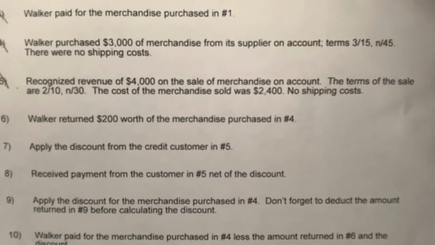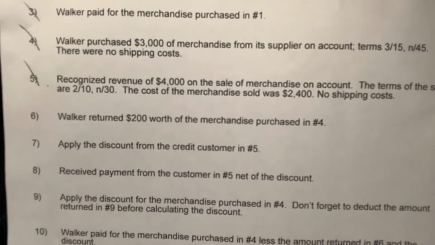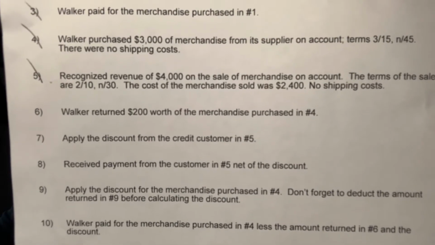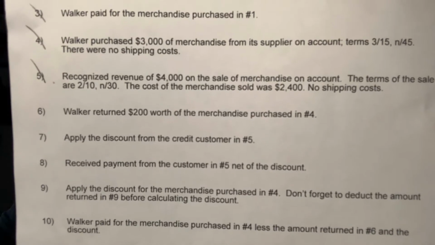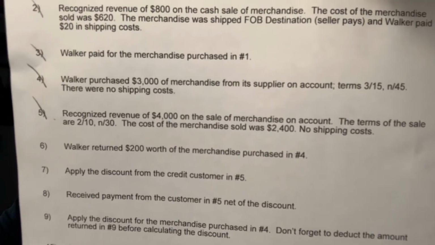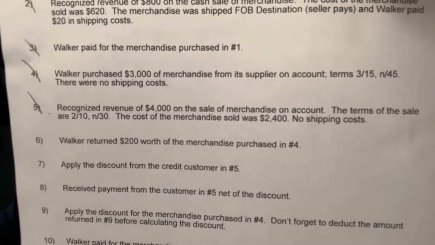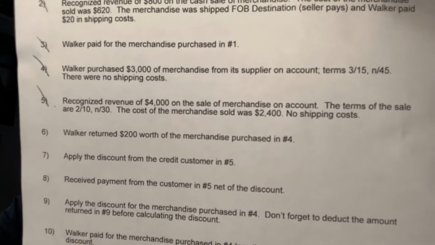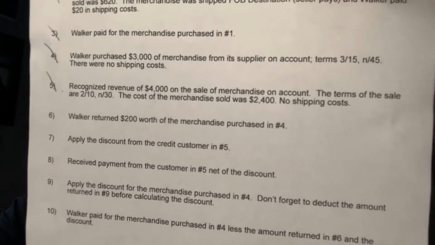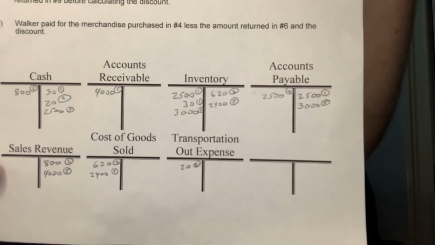number 6. Number 6, hopefully you can see that here. Number 6 says Walker, we're Walker here, Walker returned $200 of the merchandise purchased in 4. Okay, so remember back in number 4, it's helpful sometimes to go back and read the earlier ones if it references back. So in number 4, we were the buyer and we purchased $3,000 in merchandise. It looks like we're returning some of that now. Now, we haven't paid for this yet, right? So that $3,000, where's that sitting right now? That's still sitting in accounts payable, isn't it? So we're returning some of this inventory, aren't we?